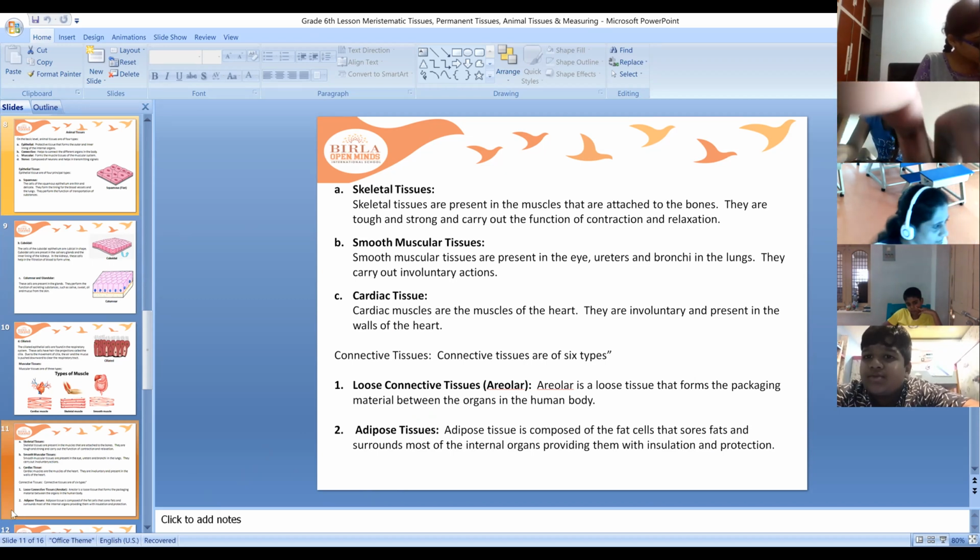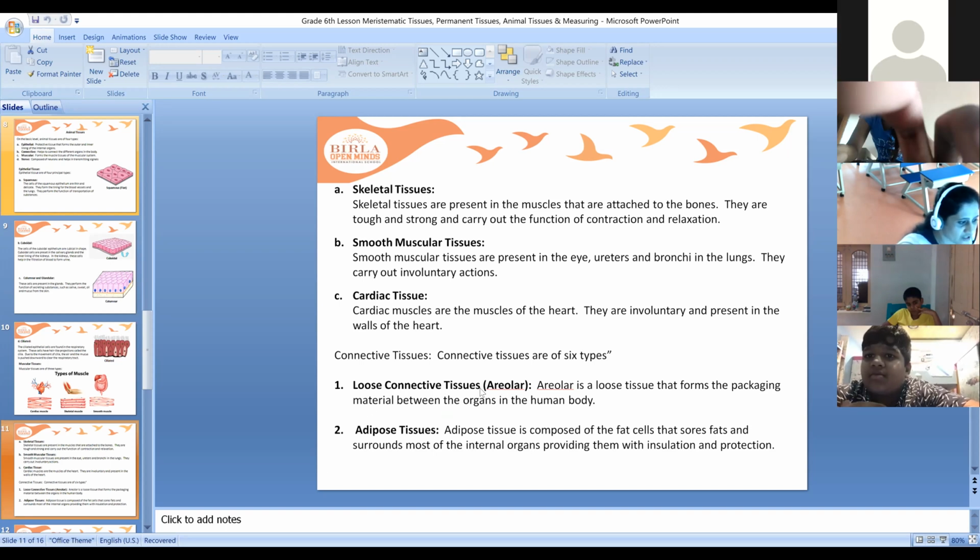So children, now coming to connective tissue. Connective tissues are of 6 types. Loose connective tissue, which is called areolar. So this loose connective tissue is also called areolar. Areolar tissue is a loose tissue that forms a packing material between the organs in the human body.